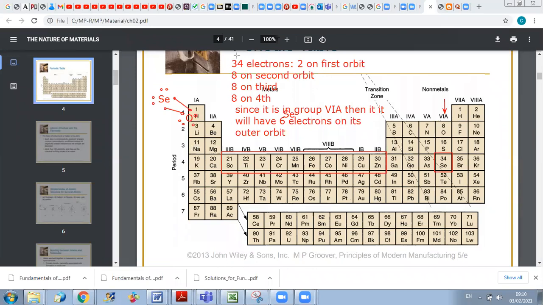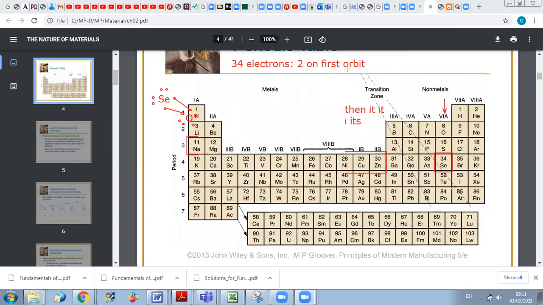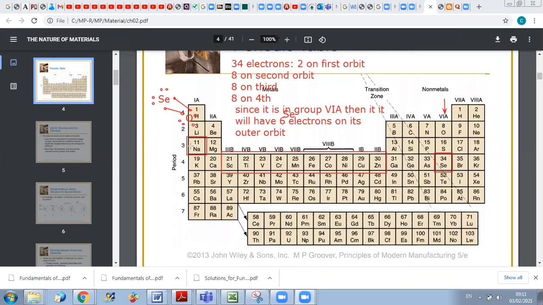So try to combine Se with Na. What do you get? Which ionic compound do you get? Yes, it's ionic, but what is the molecule you get? How many sodium atoms do you need to combine with selenium? You can see here that Na is in group 1A, so it has 1 electron in its outer orbit.